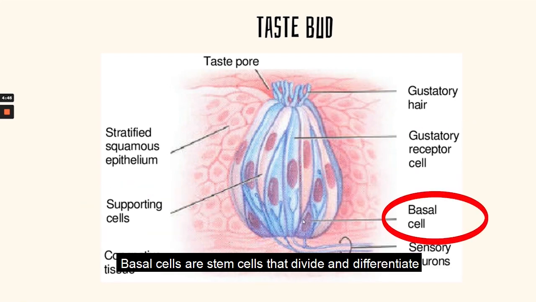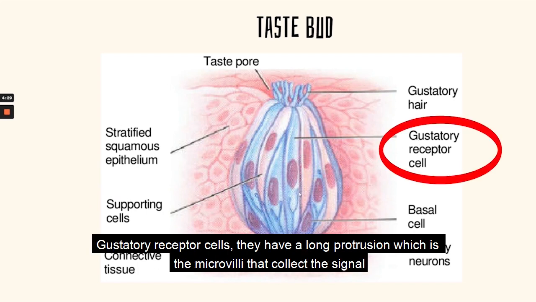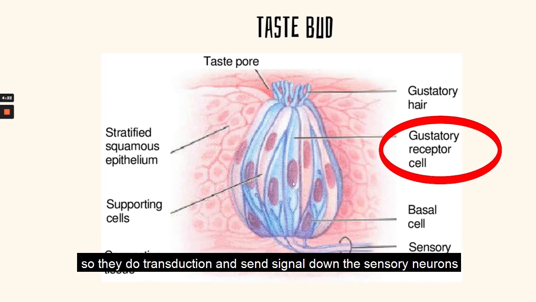Basal cells are stem cells that divide and differentiate into supporting cells or gustatory receptor cells. Supporting cells nourish the gustatory receptor cells and form the exterior wall of the taste bud. Gustatory receptor cells have a long protrusion, the microvilli, that collects the signal, so they do transduction and send signals down the sensory neuron.